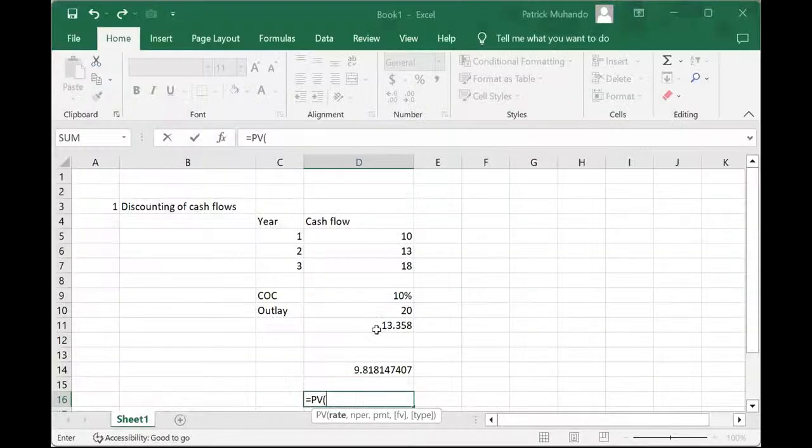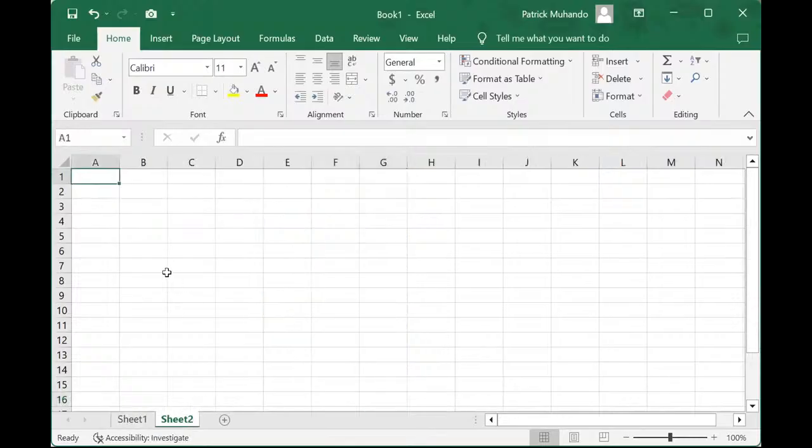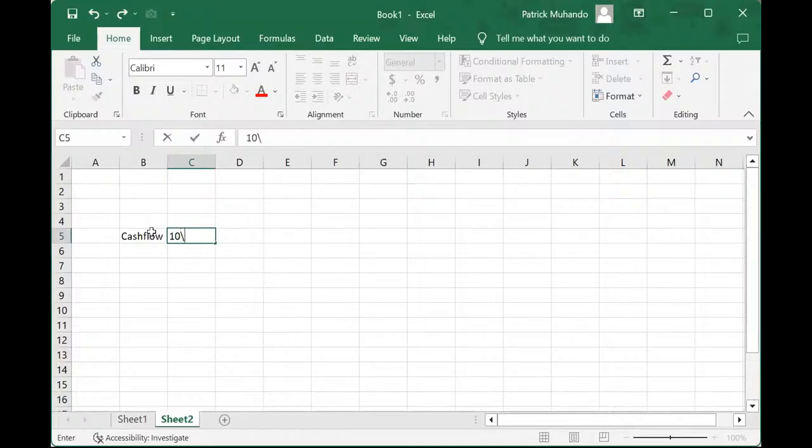So now, Patrick, you can go to a new sheet. Remember, a workbook has thousands and thousands of sheets. Now put your figures there: cash flow per annum, 10. Then you put down the cost of capital, the COC, which is 8%.